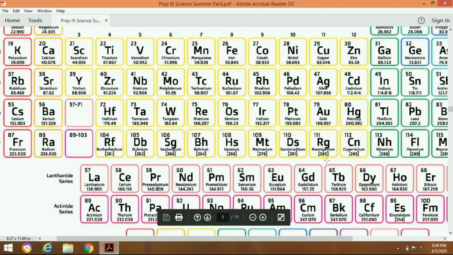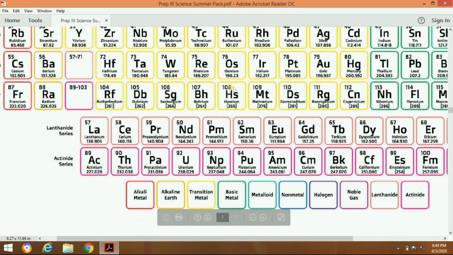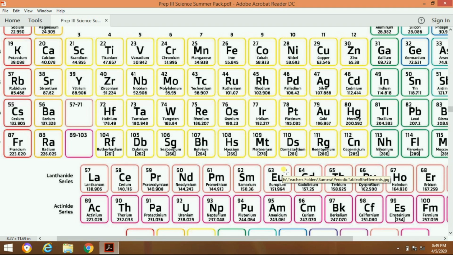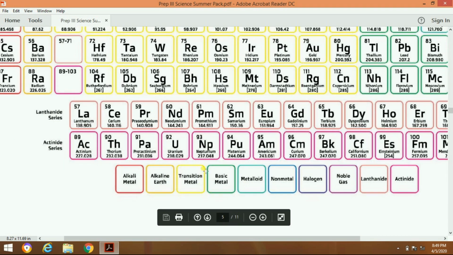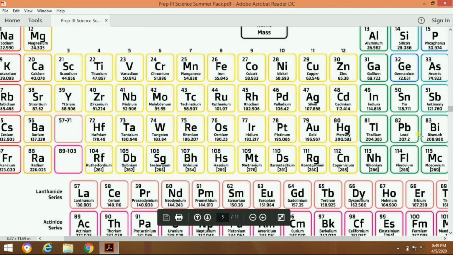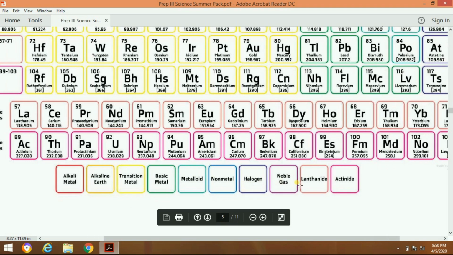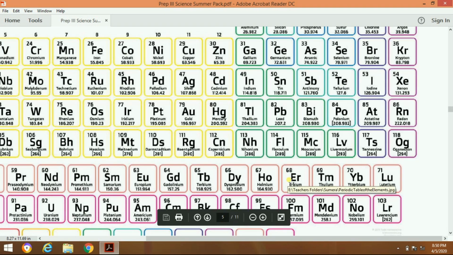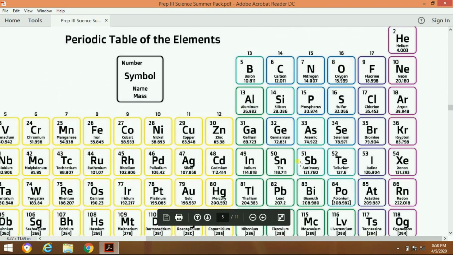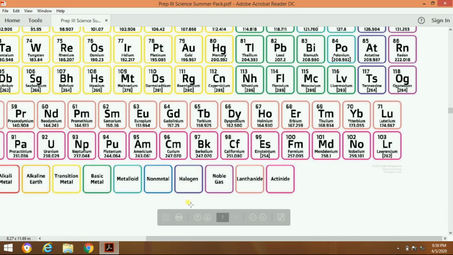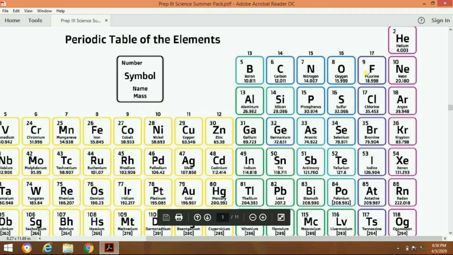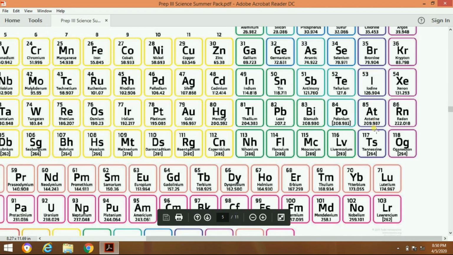All the central yellow ones are transition metals, and then these green ones are basic metals. You can see the lighter blue or aqua blue are metalloids. Metalloids are those elements which have both the properties of metals and non-metals. You can take the example of silicon, it is a metalloid. While we have halogens. Halogens are denoted in this periodic table by purple color. You can see it starts with fluorine and then ends at astatine.